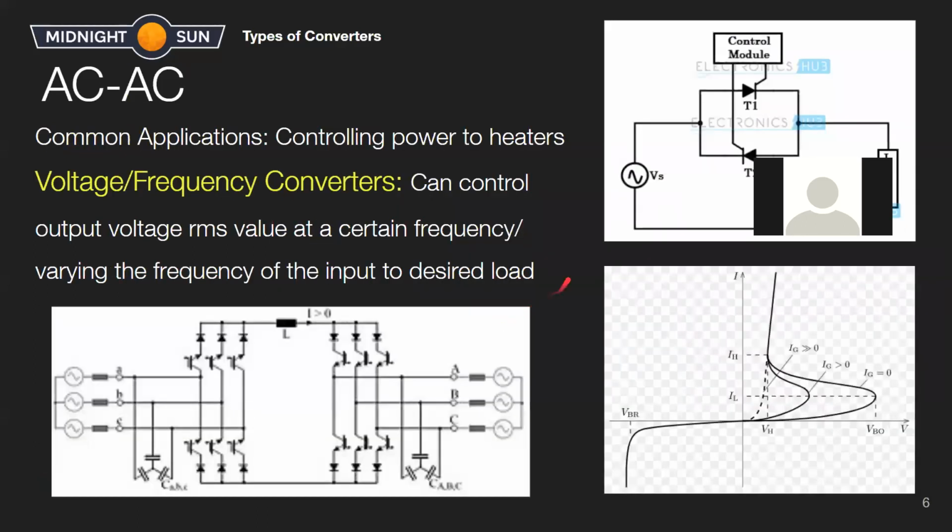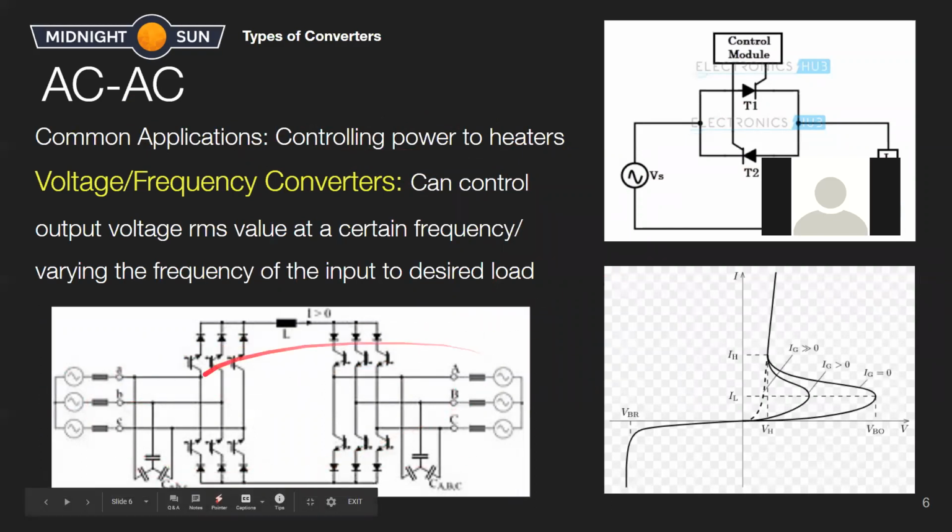So let's talk about AC-AC conversion. Honestly, I couldn't find too many common applications. Controlling power to heaters is one of them. But the essential purpose of AC-AC converters is to either vary the output frequency or magnitude, while mostly maintaining the phase. So here, this is a diagram of an AC-AC converter, and you can see the input is modeled by 3 phases. The output is also modeled by 3 phases.